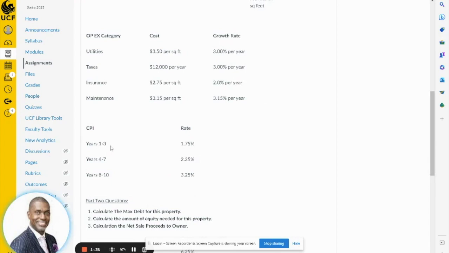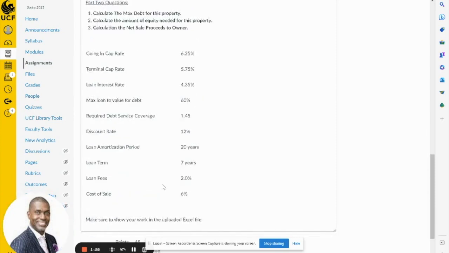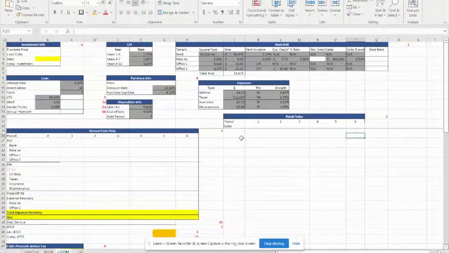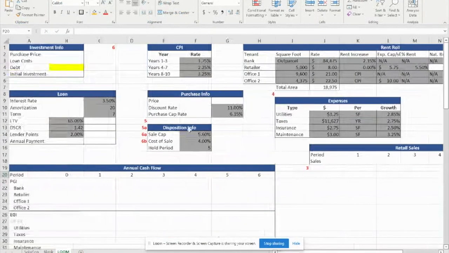The consumer price index rate of increases are here for years 1 through 3, 4 through 7, and years 8 through 10. And you have additional inputs that you need: the going-in cap rate, the terminal cap rate, loan interest rate, and all of the information you need for your loan information. Of course, in this exercise, I'm going to be using different numbers so that you can go back through the assignment and make sure that you have the right information in this template here.